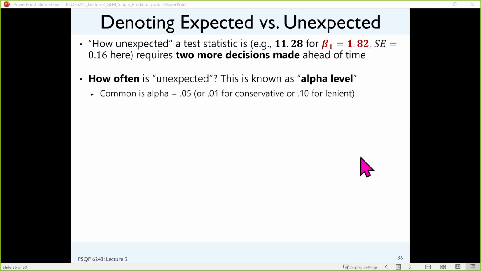If I want to be conservative, I might pick an alpha of 0.01. So that would be like if I really absolutely don't want to say that something matters when it doesn't. I want to be very hesitant to say that I have an effect. Then I might choose 1% of the time as where I draw the line in the sand for where unexpected starts.